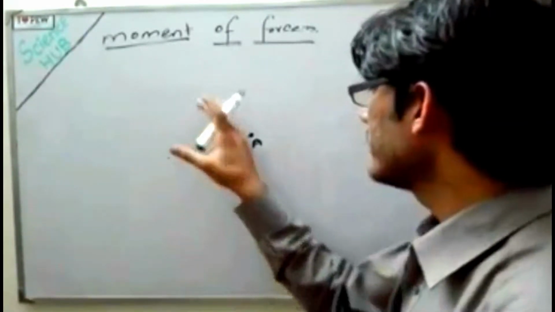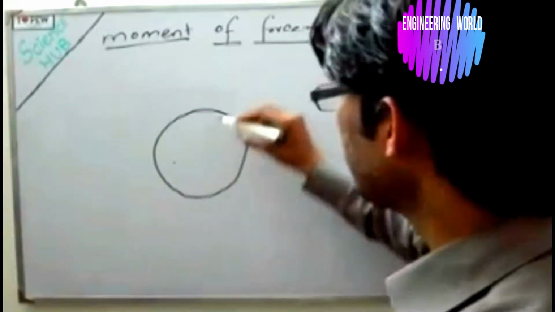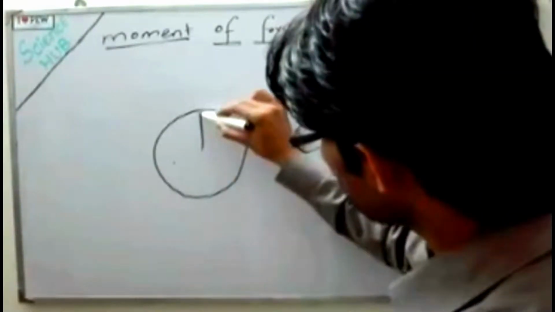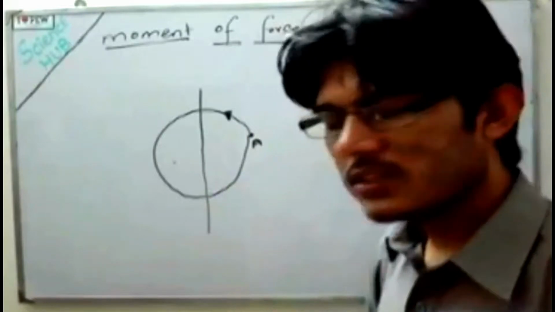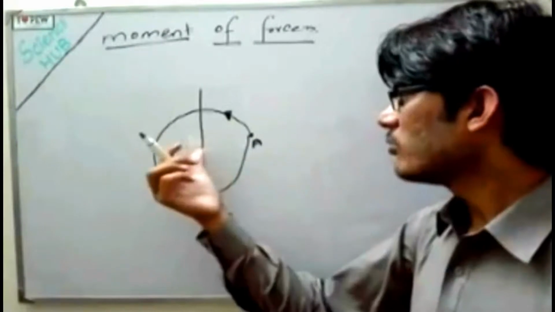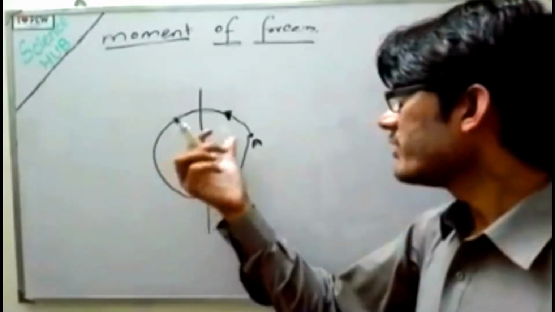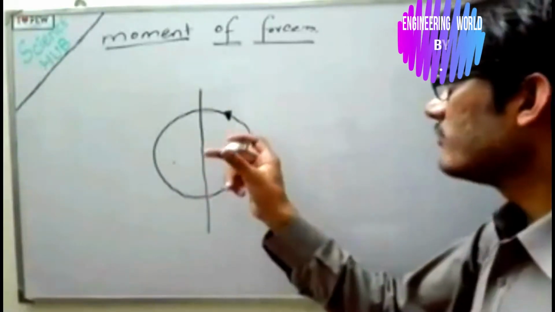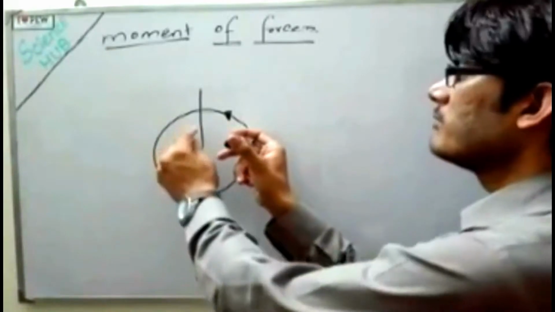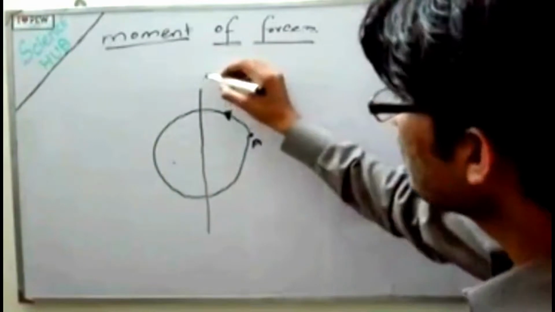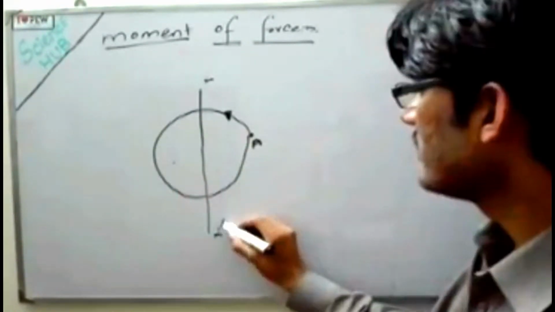This body A is rotating in a circle, and this is the circle. The direction of motion is anti-clockwise, and this is the axis of rotation. First of all, what is meant by the axis of rotation? The axis of rotation is the perpendicular line to the point at which the force is applied. This is the point A. At the point A, the force is applied in this direction, and this will make an angle of 90 degrees. So this is the axis of rotation, and this axis of rotation will be equal to x and x bar.